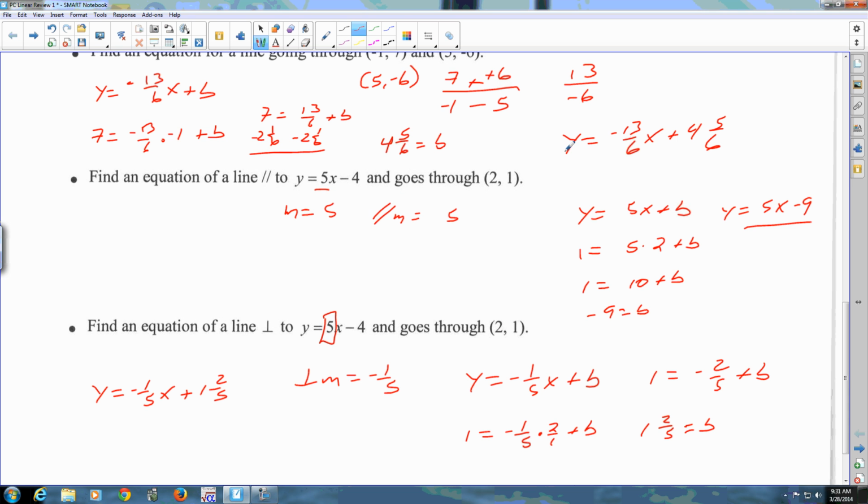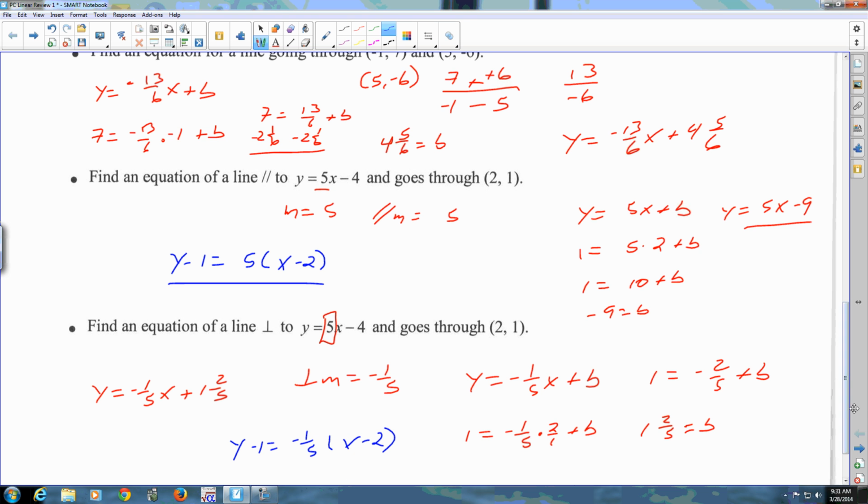Now, I haven't brought up point slope form again. If you were so inclined to write these in point slope form, you found the slope, you know the point. So that would be y minus 1 is equal to 5 times (x minus 2), and you would be finished. This one would be y minus 1 is equal to negative 1/5 times (x minus 2), and you're finished.